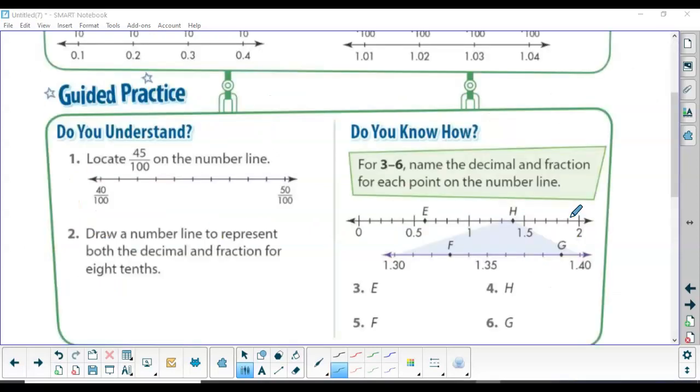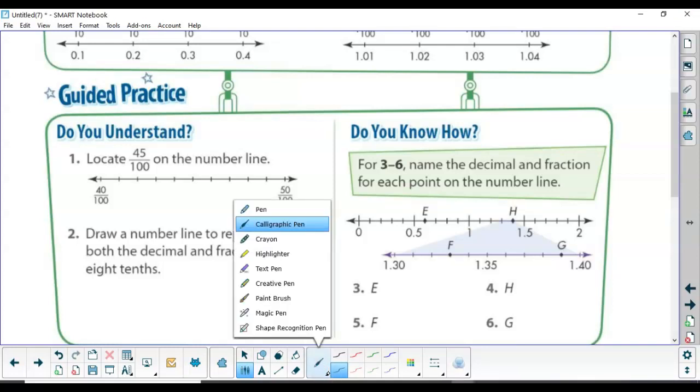Okay, let's look at page 451 under guided practice. Do you understand? Locate 45 hundredths on the number line. So we see 40 hundredths and we see 50 hundredths. So where would 45 hundredths be? Put a little dot where you think it would go. All right, well, let's see if you got it right. Let's see if you put your dot in the right place.